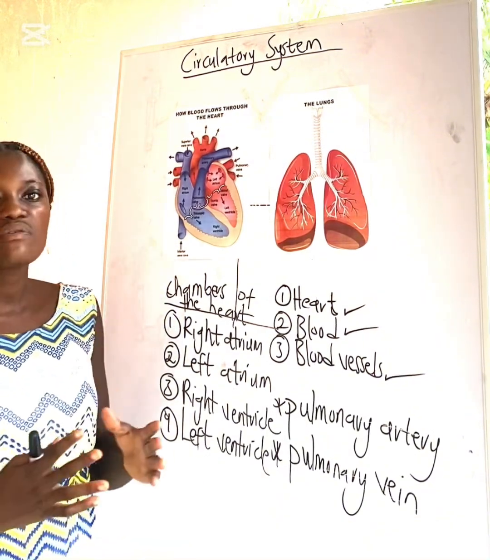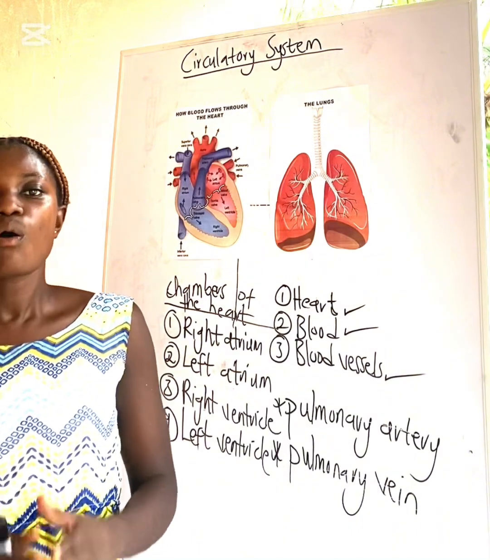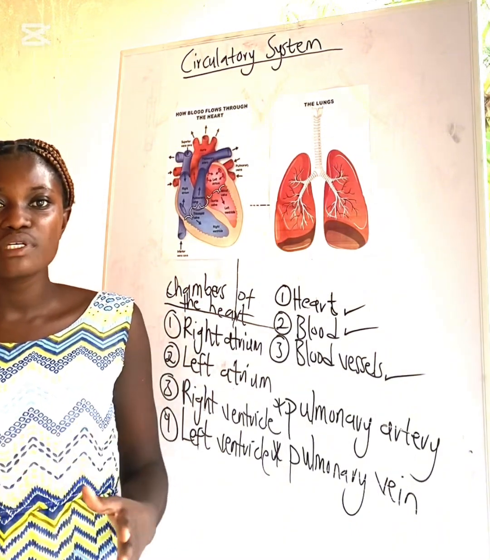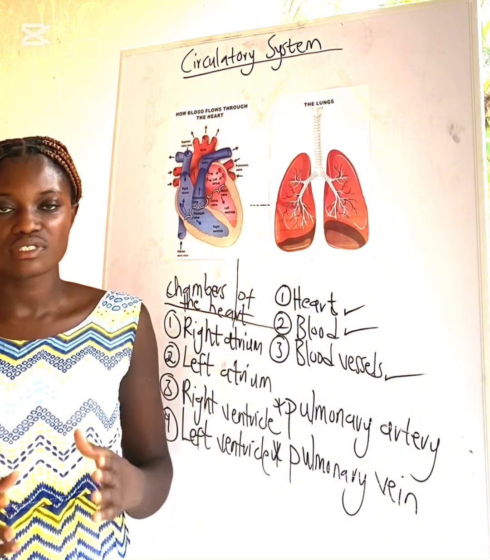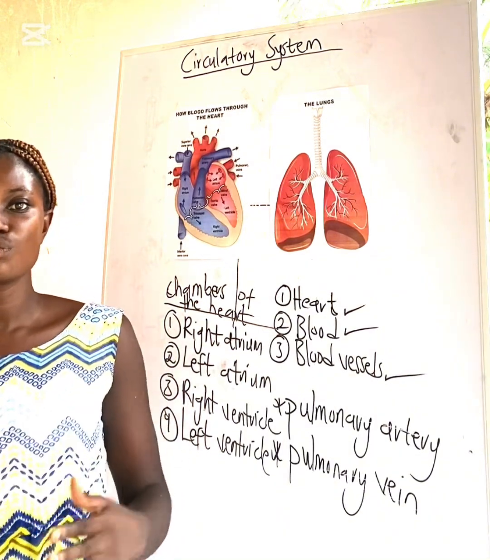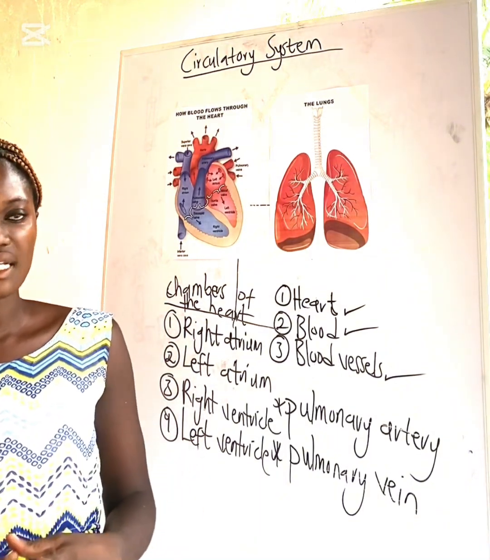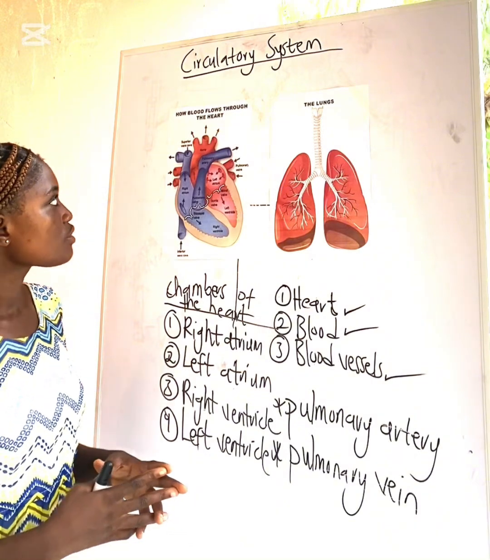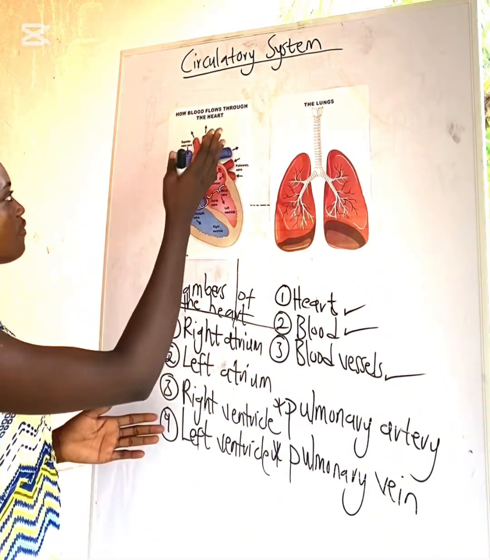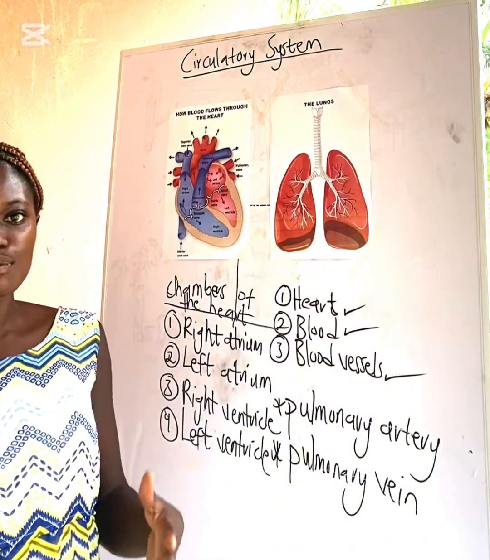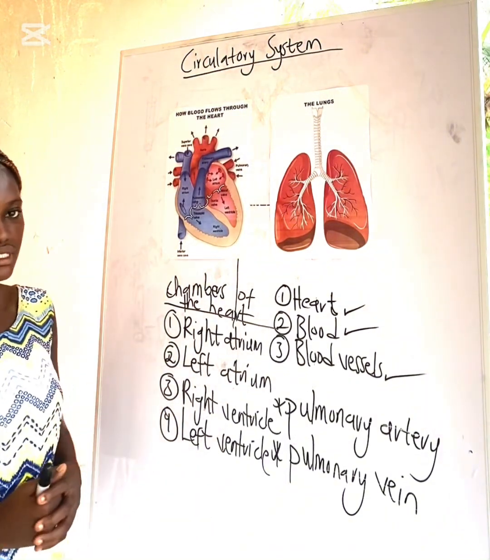Now, when we say oxygenated blood, it simply means that blood contains oxygen and it is yet to be used by the body, and it's also a pure blood in this sense. So how blood flows through the heart is a subtopic under the circulatory system.